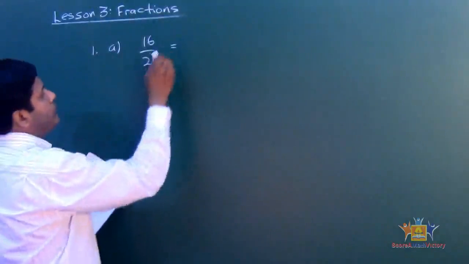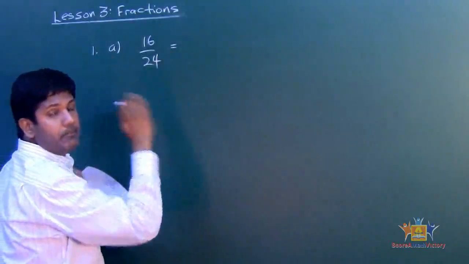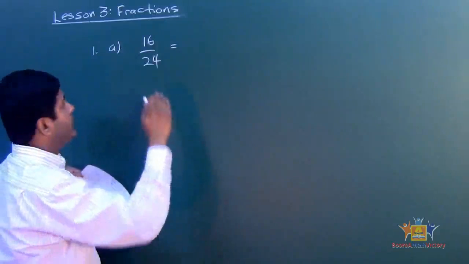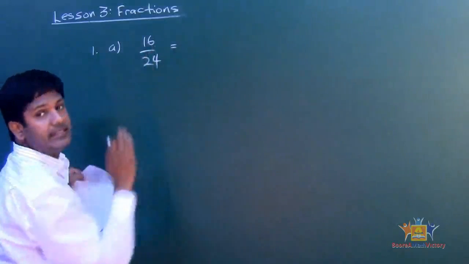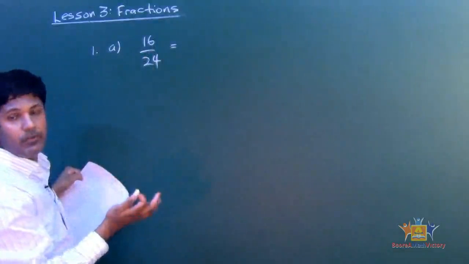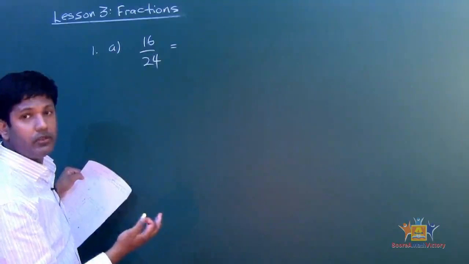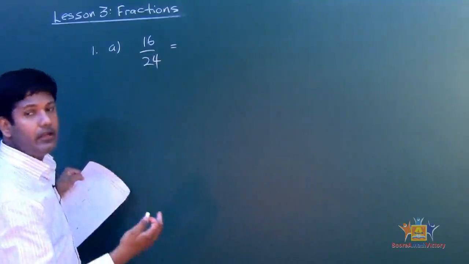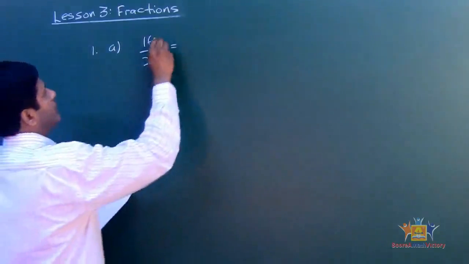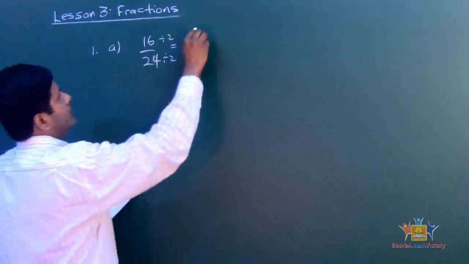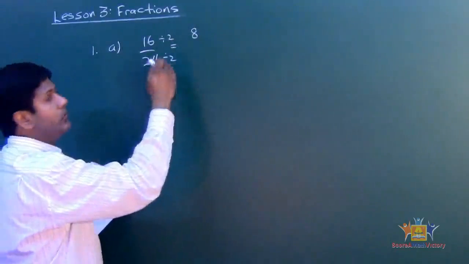So you want to find the biggest number, the highest common number that you can divide 24 and 16 with. Let's start with 16 and 24. Does a common number look familiar to you? 4. Even if you didn't see it, you can start with 2, it doesn't matter. 16 divided by 2 is 8. 24 divided by 2 is 12.